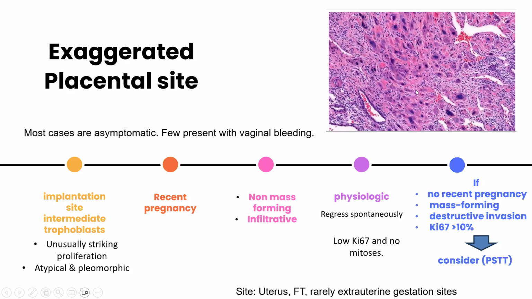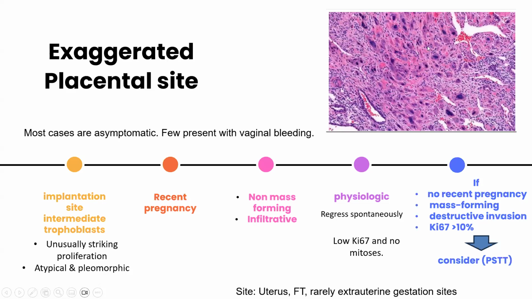What's really important about this is that when you see it, just take care. This comes after recent pregnancy. If the patient doesn't have any history of a recent pregnancy, if the patient has a mass, if the patient has this looking with a destructive invasion, if the patient has Ki67 that is more than 10%, this all shall make you worry and consider that you might have a placental site trophoblastic tumor.